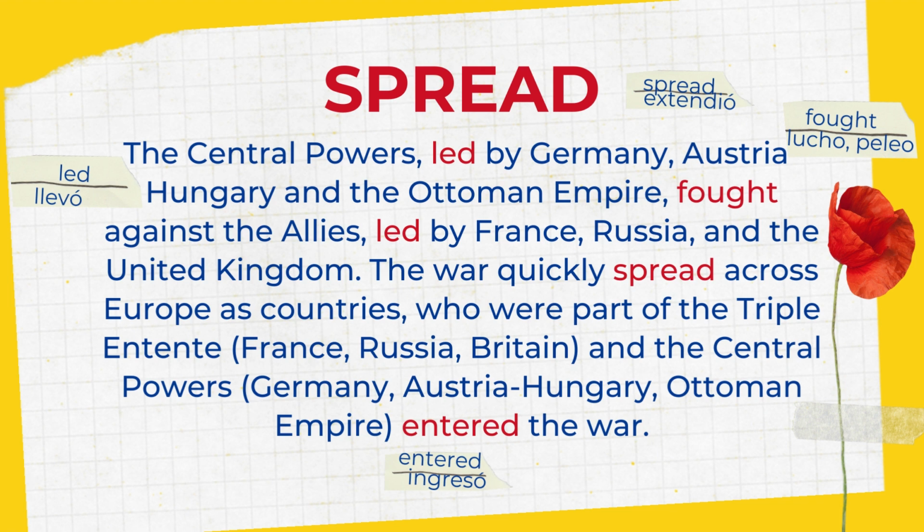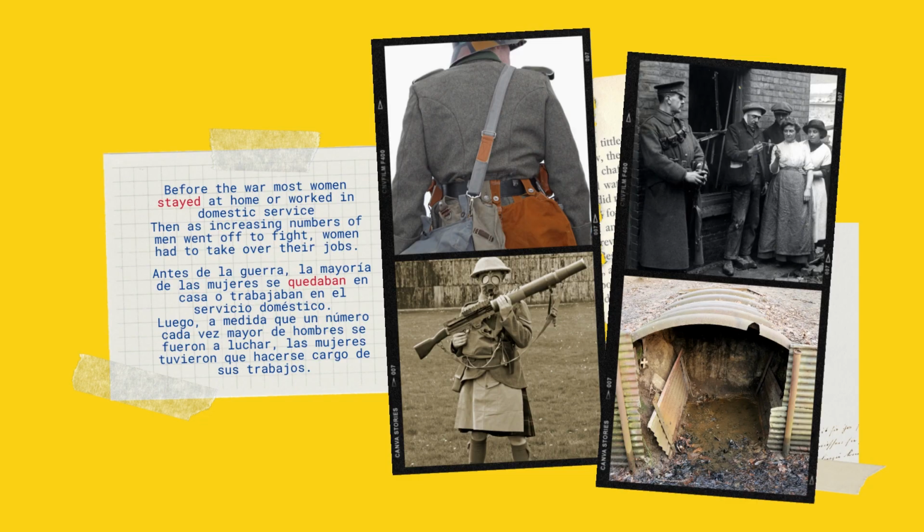The Central Powers, led by Germany, Austria-Hungary, and the Ottoman Empire, fought against the Allies, led by France, Russia, and the United Kingdom. The war quickly spread and grew in size and scope across Europe as countries who were part of the Triple Entente, France, Russia, and Britain, and the Central Powers, Germany, Austria-Hungary, and the Ottoman Empire, entered the war and commenced fighting.